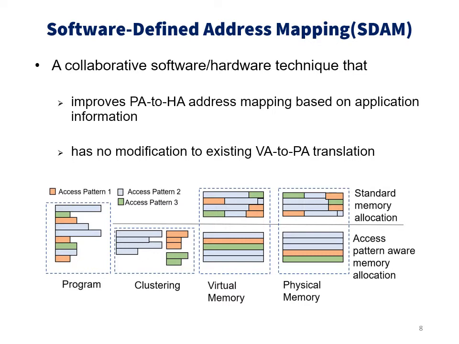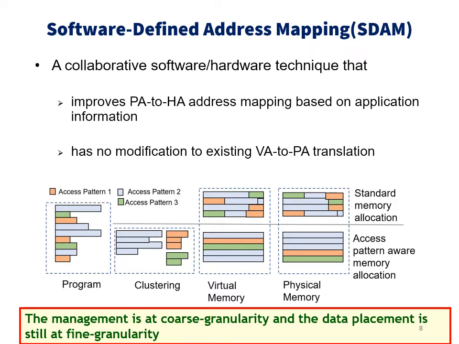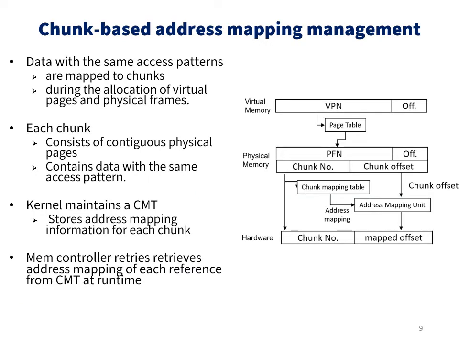The OS configures large chunks of memory for the aggregate allocations reached by a variable. Data with the same access pattern address mapping will be placed contiguously in the physical memory, so that SDM can manage the low-level data placement policy at coarse granularity, but the data placement itself is still at cache line granularity. The key to achieving efficient SDM is the coarse-grained chunk-based address mapping.